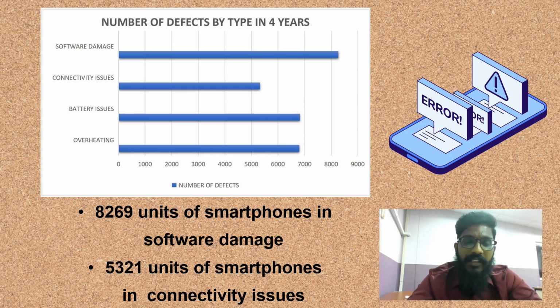There are 4 types of defect that cause the quality of smartphones in this company to decline very quickly. They are battery issues, connectivity issues, overheating, and software damage. The total units of smartphones that are defective in 4 years is 27,216 units. The highest number of defects recorded is 8,269 units in software damage, while the least number of units defective is by connectivity issues, at 5,321 units. Battery issues and overheating issues also contribute 6,822 units and 6,804 units of smartphones respectively.